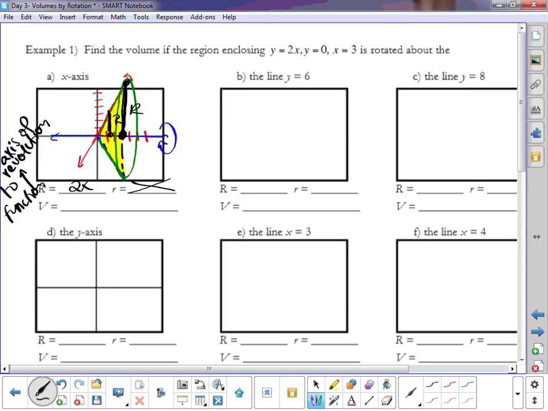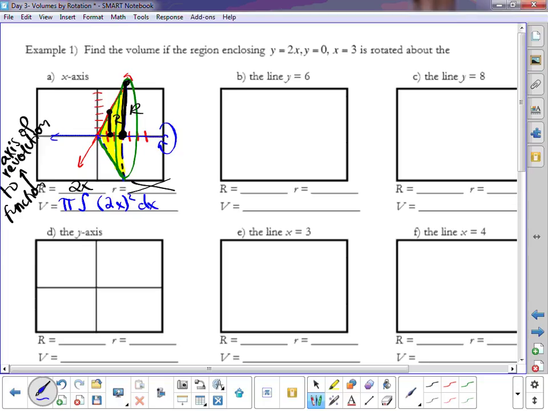Okay, so again, going from my axis of revolution to the edge of my solid here, the edge of my circle, if you would, is just the height of that function, 2x. Okay? So now we just go ahead and set up our integral. So our volume is pi, the integral of our radius squared. So quantity 2x squared dx.